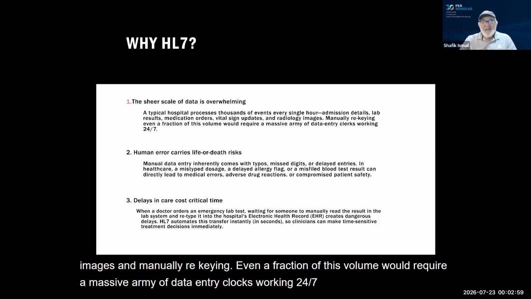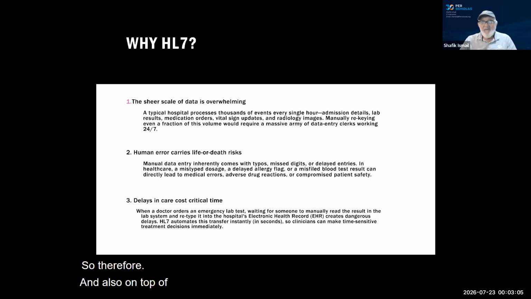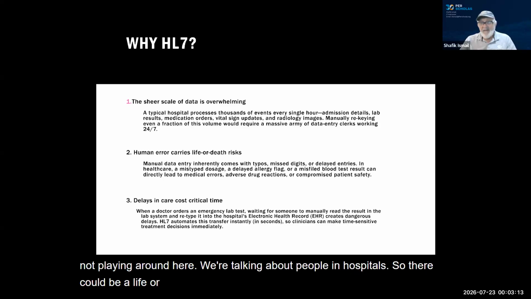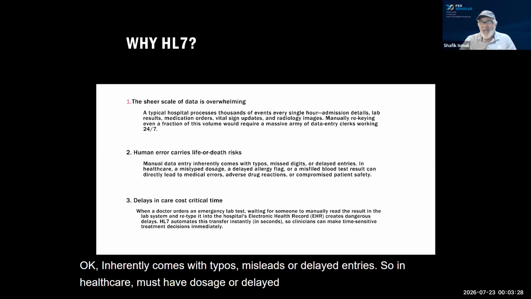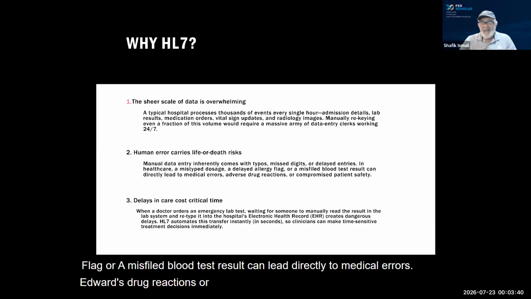Also, on top of that, human error carries life or death risk. We're not playing around here. We're talking about people in hospitals, so there could be life or death decisions and risks. If we do it manually, it inherently comes with typos, missed digits, or delayed entries. In healthcare, a mistyped dosage, a delayed allergy flag, or a misfiled blood test result can lead directly to medical errors, adverse drug reactions, or compromised patient safety.